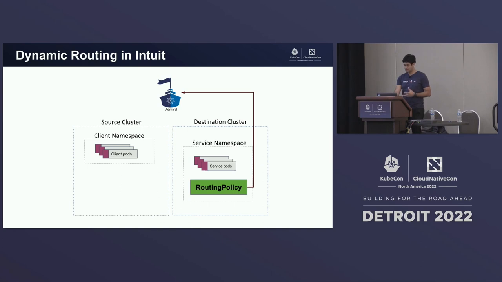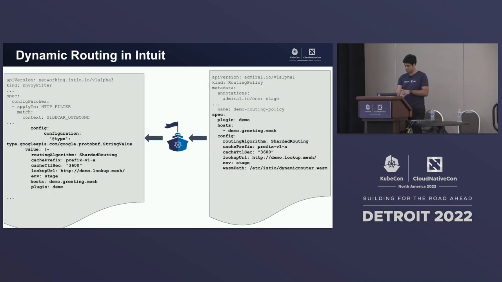Now, Admiral watches for it, and it has a mapping of all the clusters where a particular service's dependencies exist. So it's able to create the Envoy filter in the source cluster as well. So this is how the routing policy gets translated to the Envoy filter. Now we understand, this is basically the manifest of a routing policy on the right and how Admiral translates it to an Envoy filter on the left. If you observe, the config section is pretty much the same. It's just rearranged to fit the Envoy filter spec. And the Envoy filter that we create is also an HTTP filter that matches all the requests that are for the sidecar outbound context.